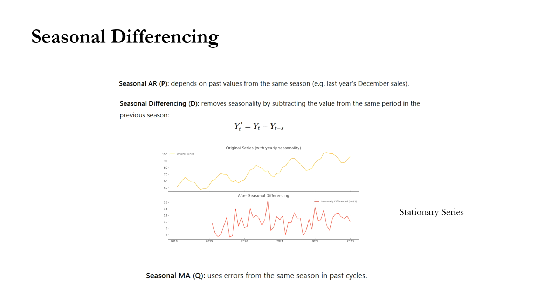And then finally, we've got the seasonal MA(Q), and that uses errors from the same season in past cycles. So you can kind of see the big P, big D, big Q as a back shift, right? A lag of like 12 or 24, something along those lines. It's not trying to look at it from a trend perspective. It's trying to look at it from a seasonal or cycle perspective.